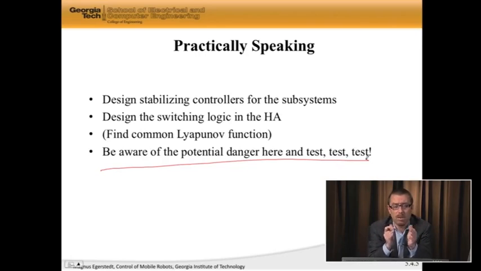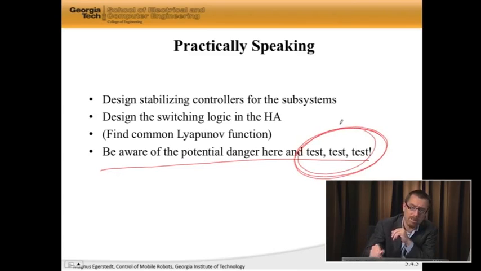So the most important thing here is really we need to be aware of the fact that stable subsystems do not ensure asymptotic stability of the hybrid system. So we need to be aware of it and test, in the sense that we run it and see what happens. Do we get instabilities induced? And if we do, we need to start messing with our switching logic.